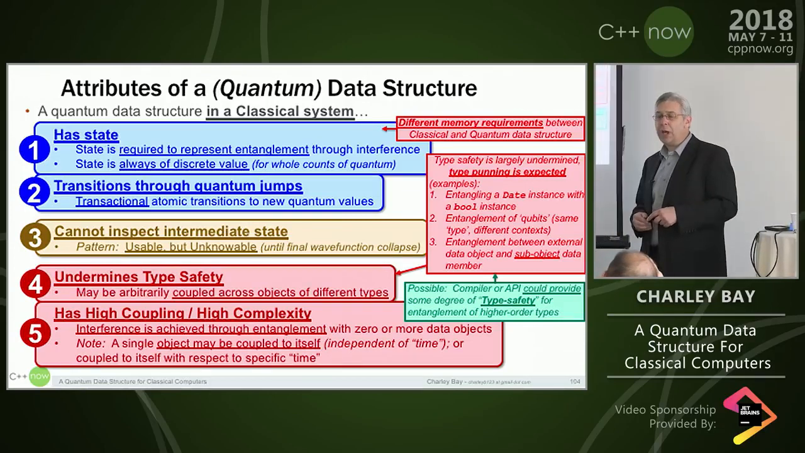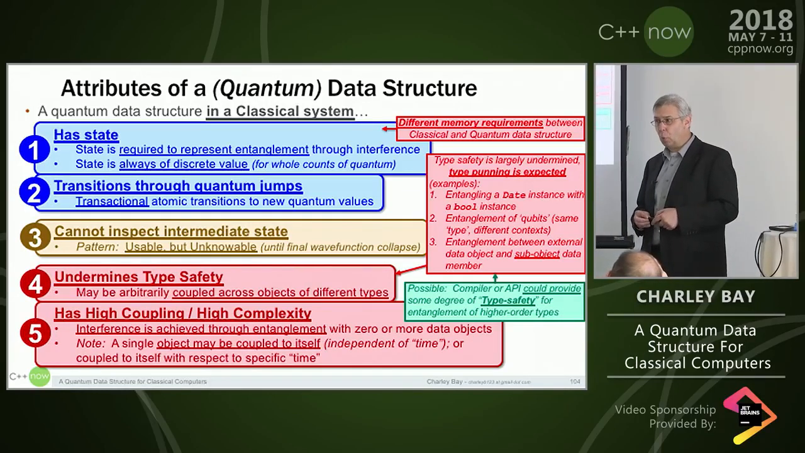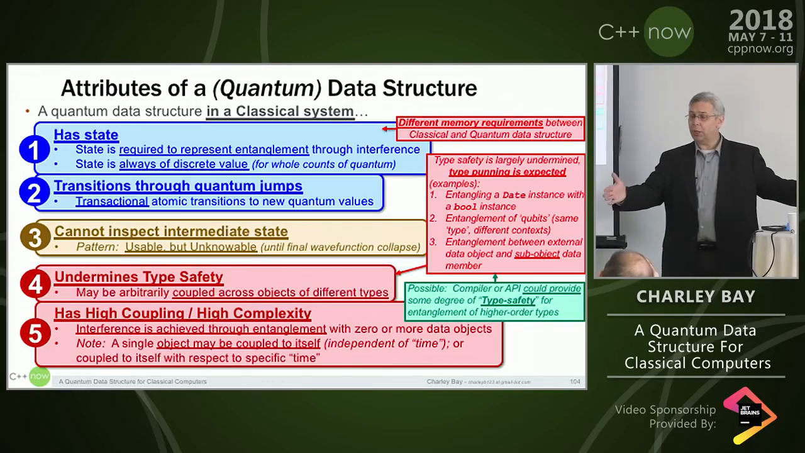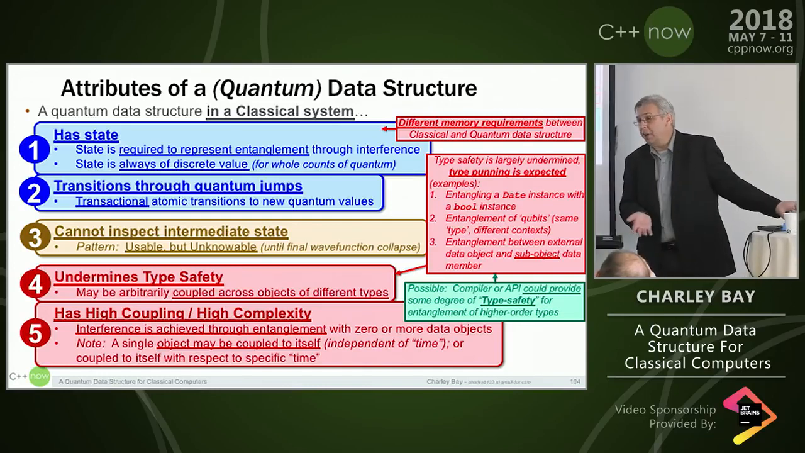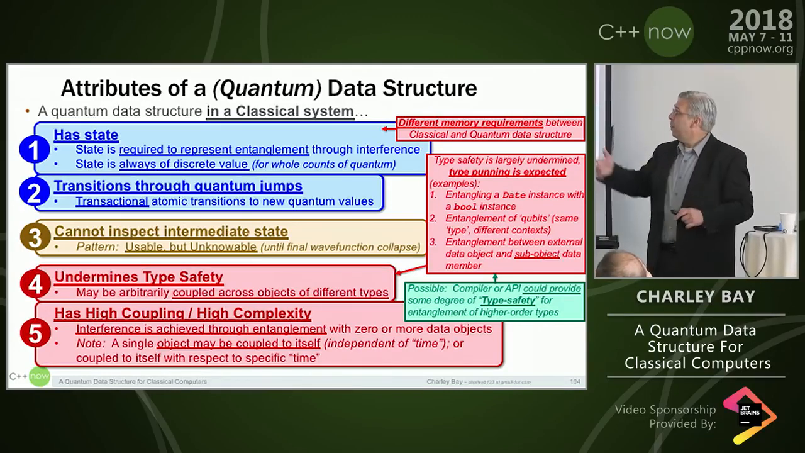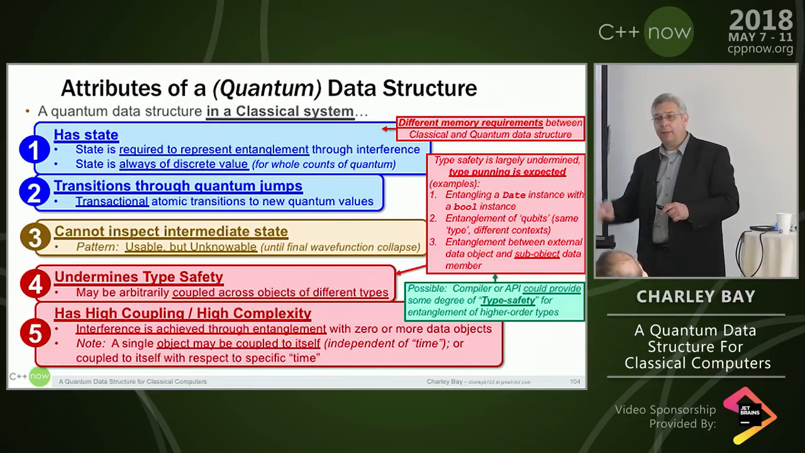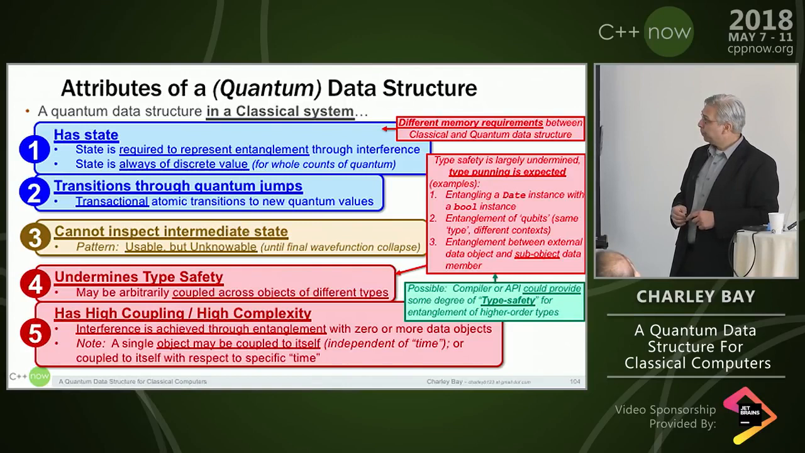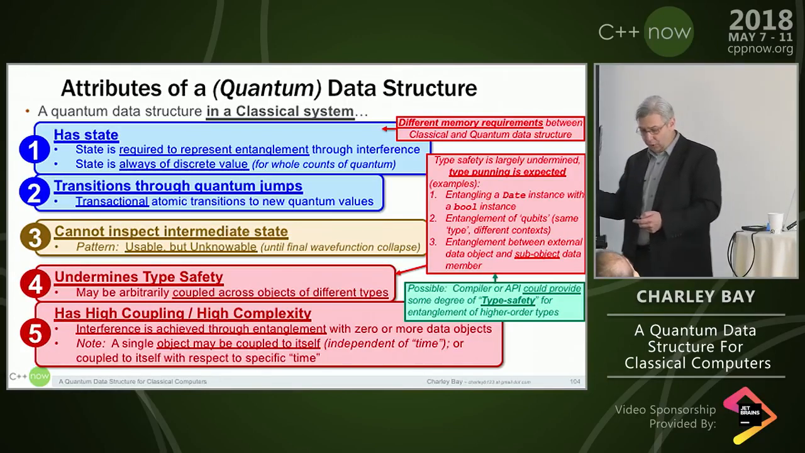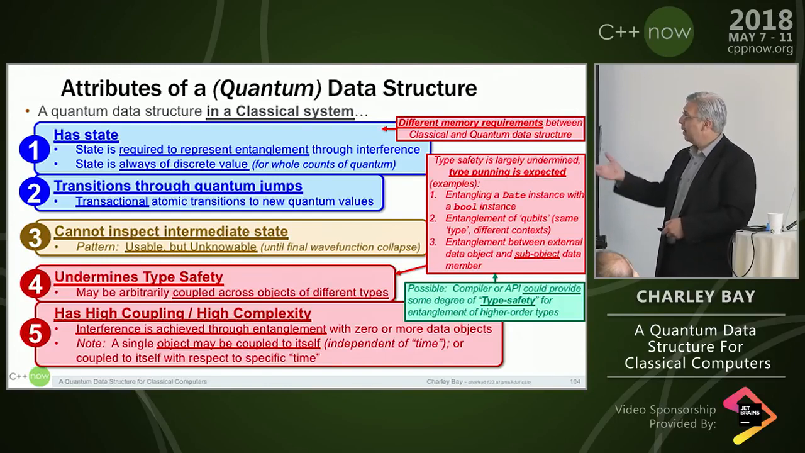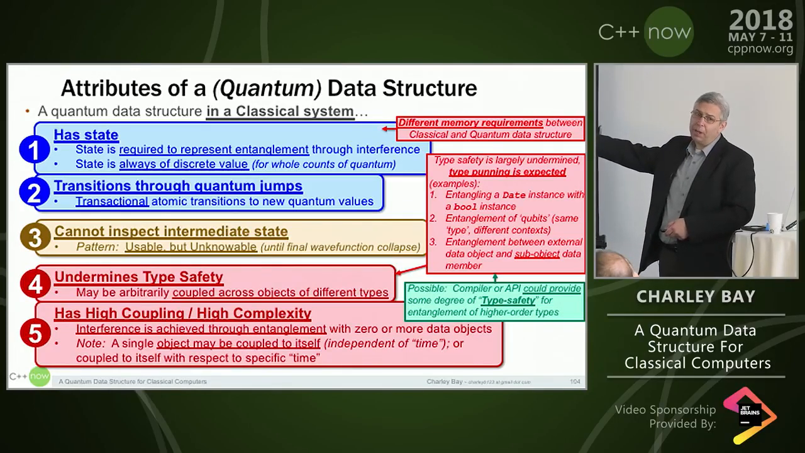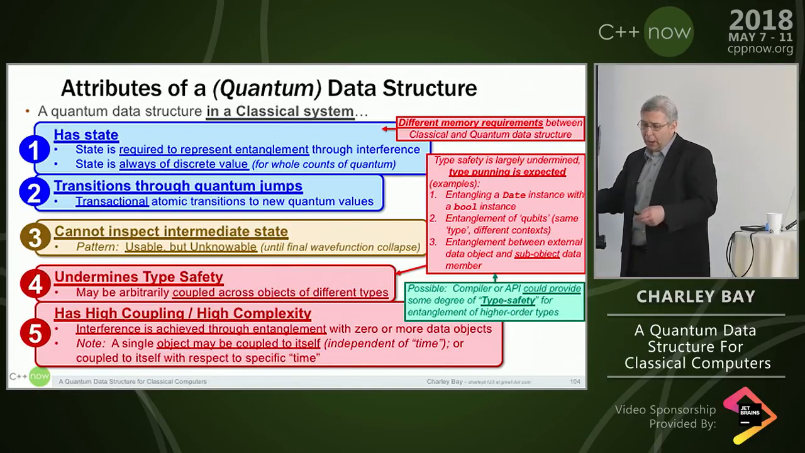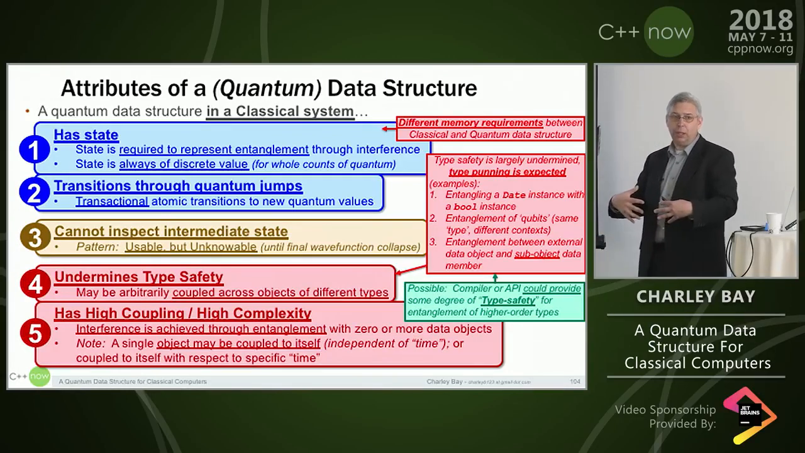But it's going to transition atomically, transactionally atomically through quantum jumps. You can have whole regions where it's an eigenvalue. You have whole regions where it's undefined, too. You can do whatever you want. But when it goes to the observer effect, it's going to be a transactional atomic value that is yielded. So you can't inspect the intermediate state, but you do get your value out once you trigger the wave function collapse.